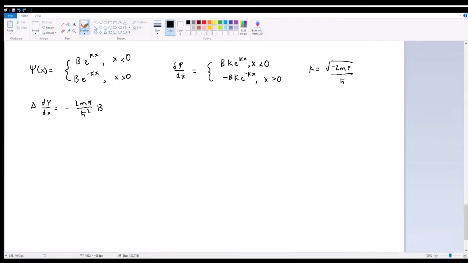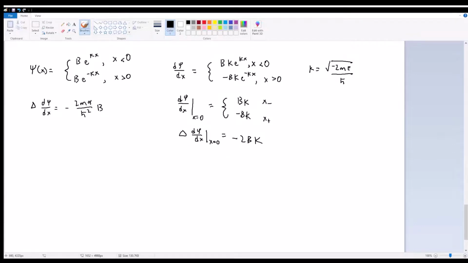So at x equals 0, d psi by dx is going to give us bk when approaching from negative x, and negative bk when approaching from positive x. So the jump in d psi by dx at x equals 0 is evidently equal to, let's see, we go from positive to negative, so it's negative 2bk.